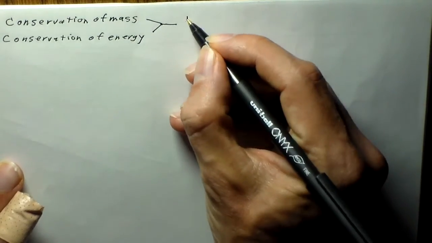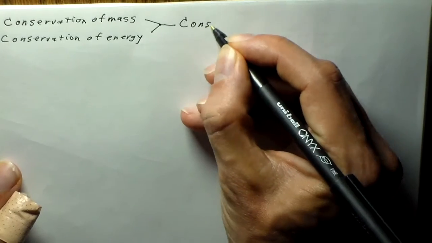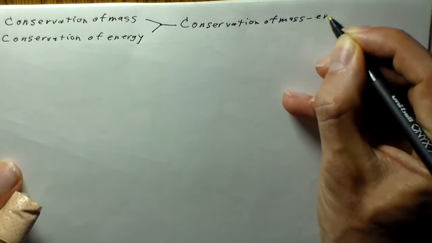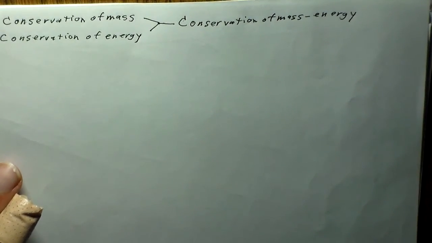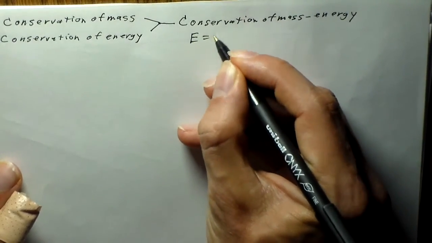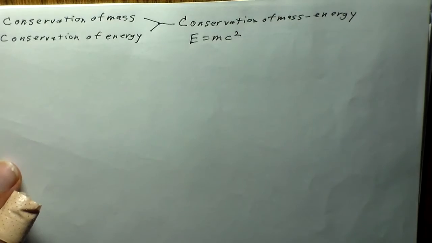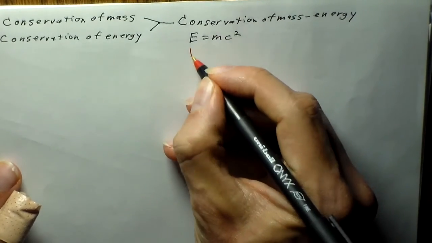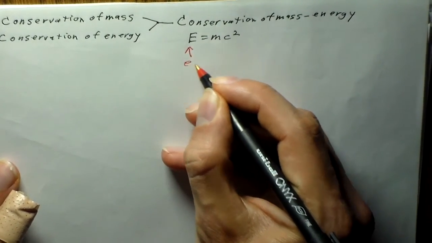But both of these were actually unified when Einstein was doing his relativity into what we would now call conservation of mass energy. And this is related using the very famous E equals mc squared. Most of you have probably seen that. In this case, energy is the E.